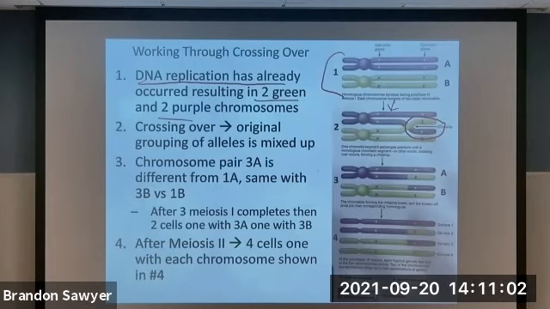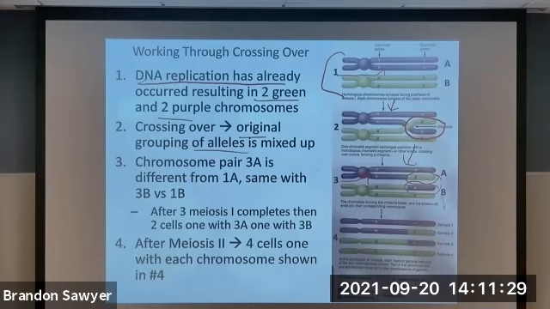Okay, that's what that crossing over is. All right, so the original grouping of alleles gets all mixed up because of crossing over. Okay, and so then when we finally move down to here, when those chromosomes start to pull apart from each other, now we have 3A doesn't look like 1A anymore, right? It's different because it's got this part of the green one and this part of the purple one went to that one, right? So that's really what the crossing over process is.